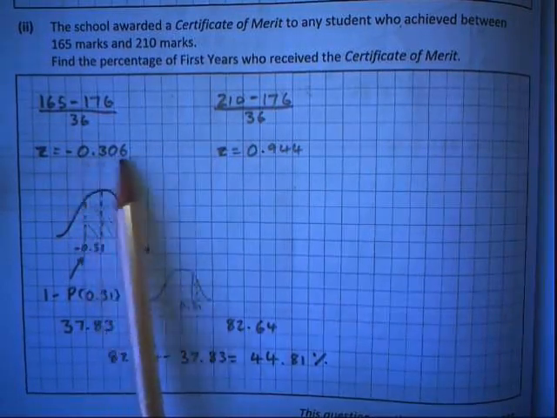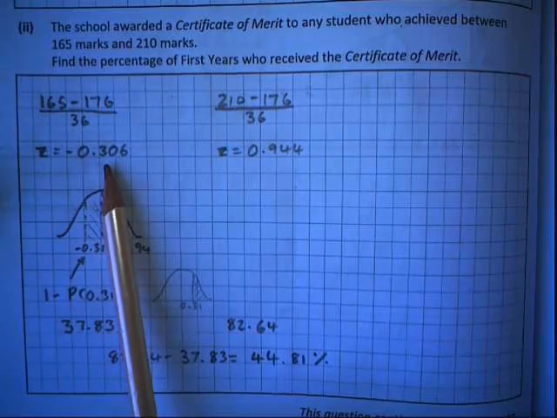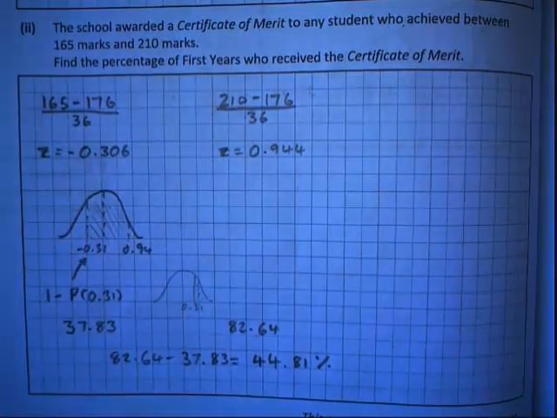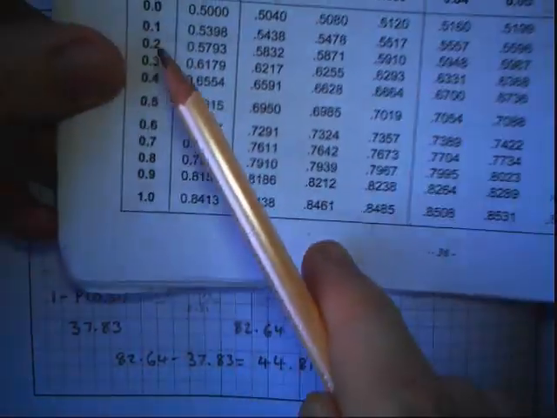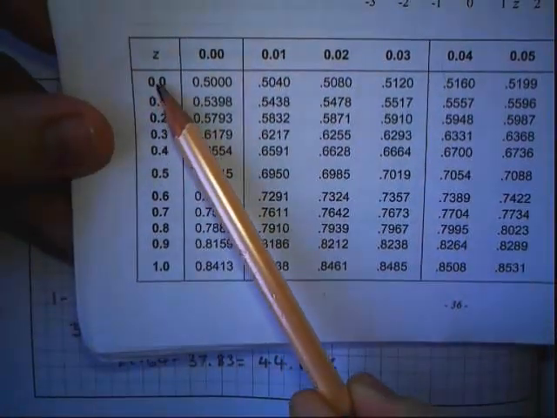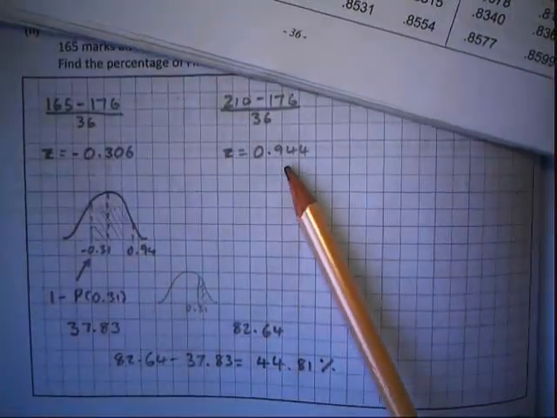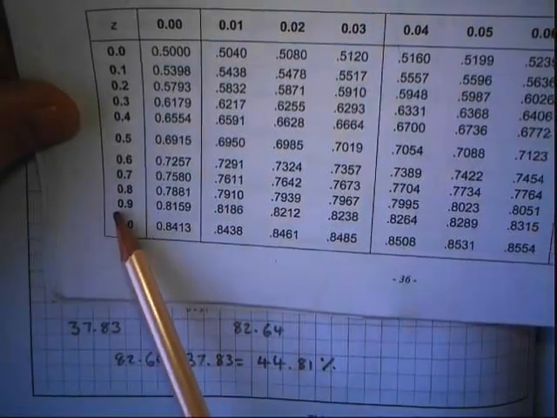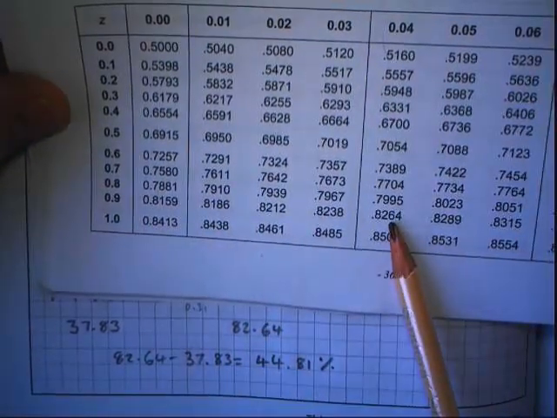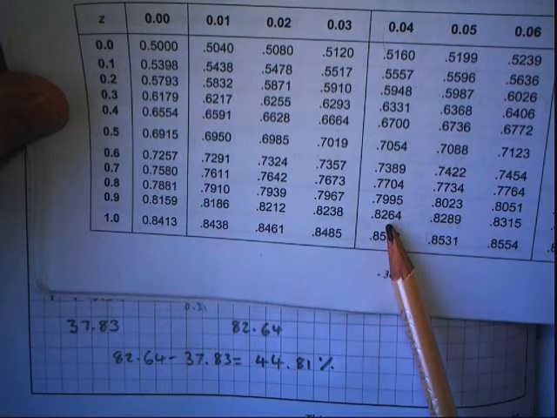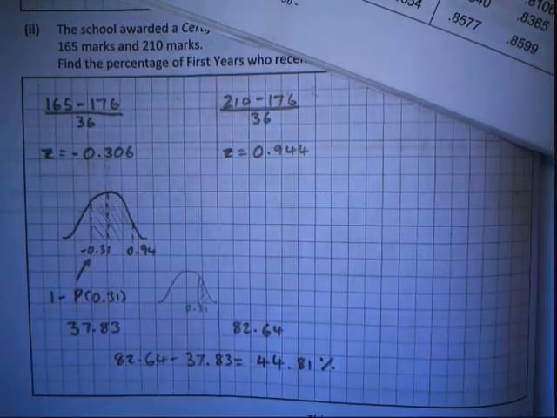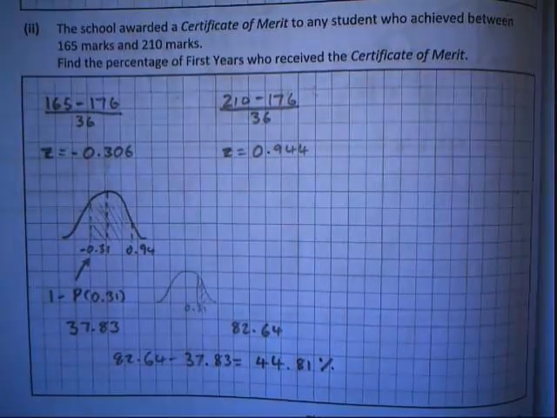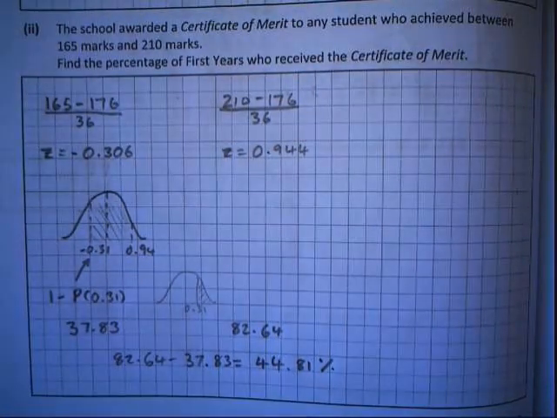This is a bit of a problem though. You can't look this one up because it's a minus. So if you look at the z-score tables, it starts from 0 and goes upwards. So if we want to find 0.944, we can do that, 0.94. So we're going to use this percentage, this probability, but we can't look up minus 0.3. We can look up positive 0.3 though and use the fact that the graph's symmetrical. So that's what we'll do.